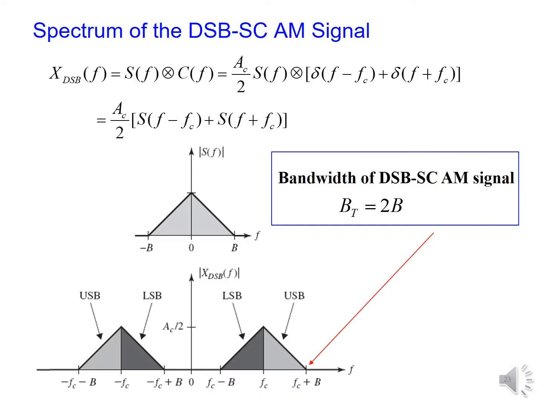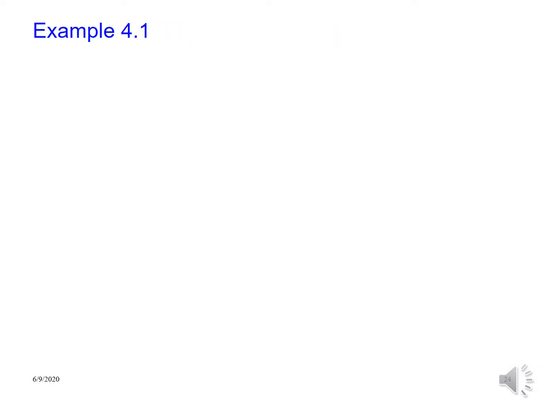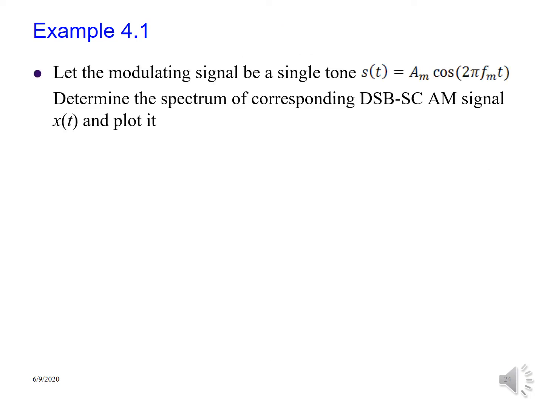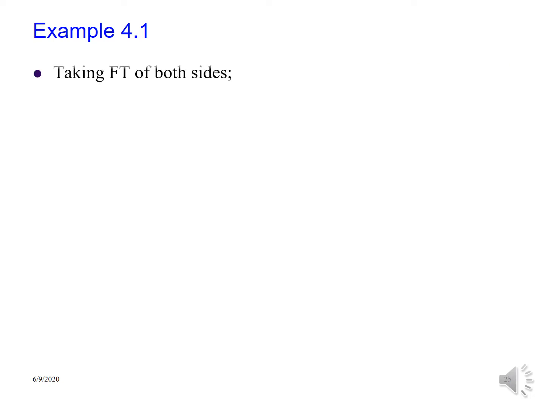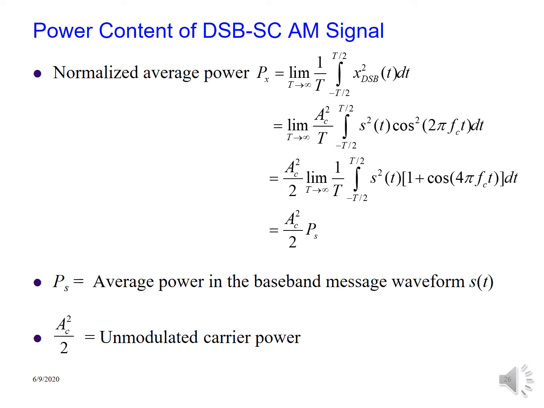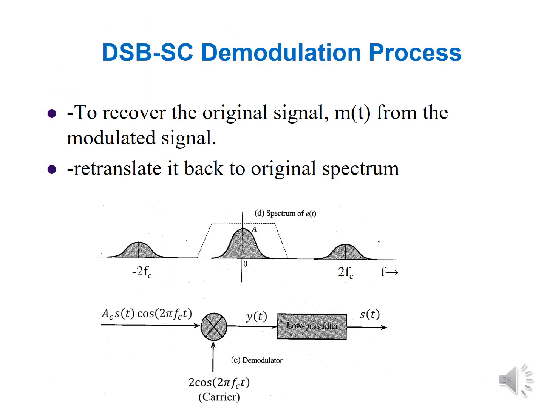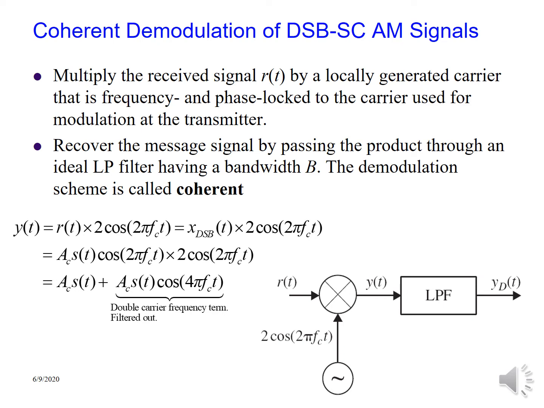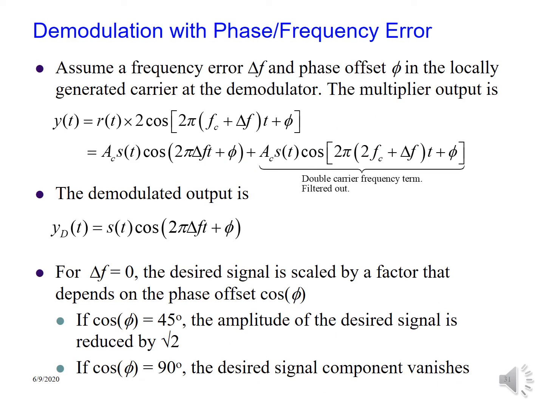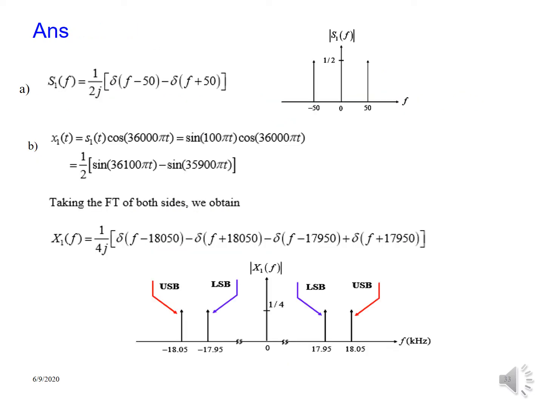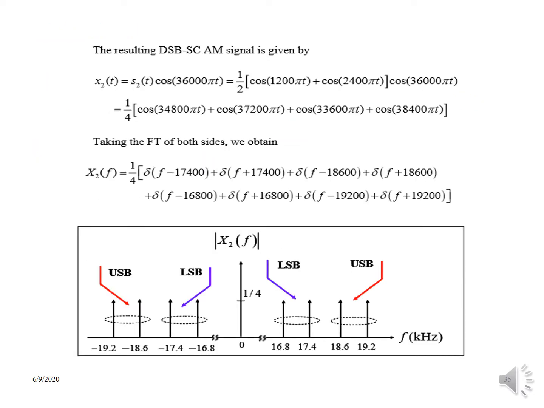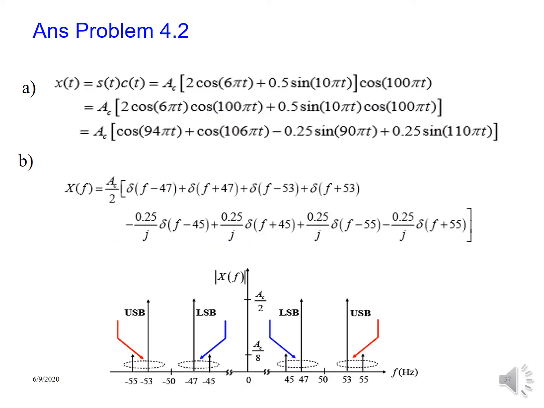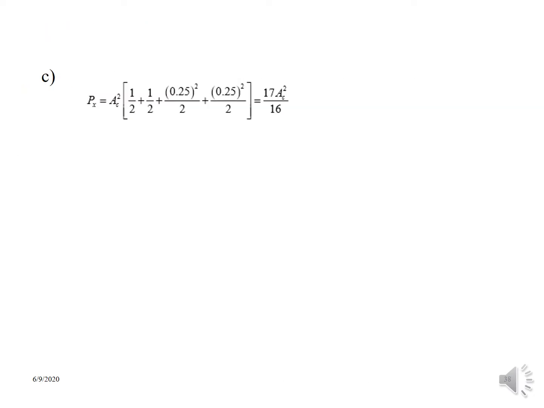We also learned how to find the spectrum. The bandwidth is double the total bandwidth of the message signal. We also covered this exercise on power content. In the DSB signal, we also learned this exercise, where we put values for the amplitude and the frequency.